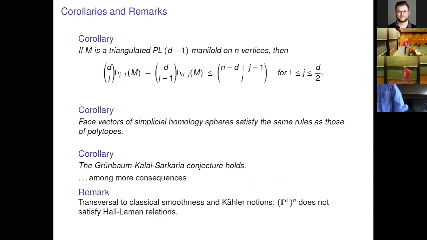But first, let me make some remarks. So there are some nice corollaries of this. For instance, as I already explained, the Grünbaum's Kalai-Zaslavsky conjecture. You get some nice, but honestly rather weak, bounds on the size of a triangulation in terms of the Betti numbers. So it says that basically the number of vertices has to grow in terms of the Betti numbers of the manifold. It says something about the face vectors, so the number of possible faces of simplicial spheres. That's all good and nice.